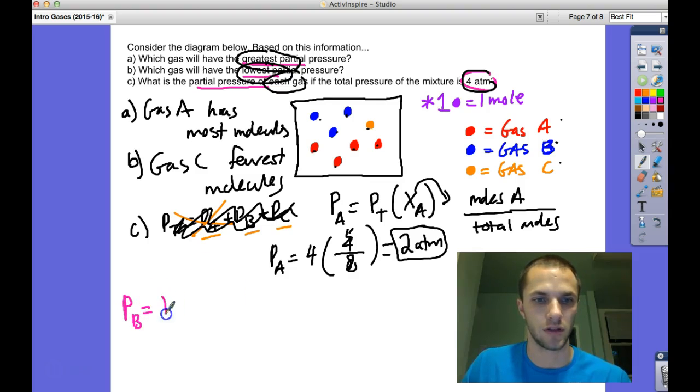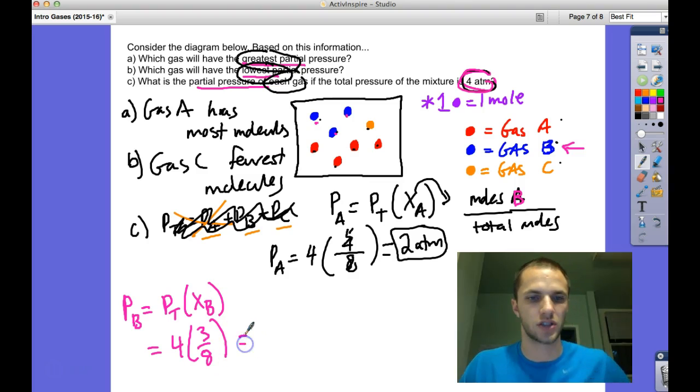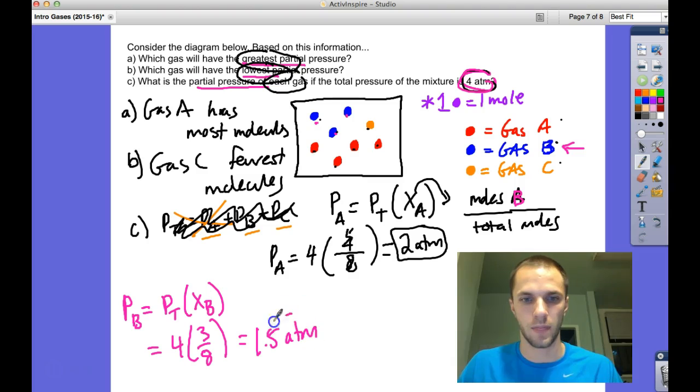Same idea. It's going to be the total pressure times the mole ratio of gas B. So the total pressure is still the same, 4 atm. Now the mole ratio of B is the same thing as here, but now it's just moles of B over total moles. So how many B moles do I have? 1, 2, 3. 3 over 8. So this is essentially 3/8 of the total pressure is because of gas B. So if you do the math there, that comes out to 1.5 atm. There's 2 ways to solve for the last pressure. I want you to try to think about both of those ways, but what you should get for the partial pressure of C is 0.5 atmospheres.